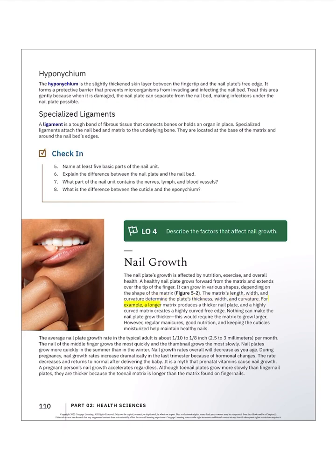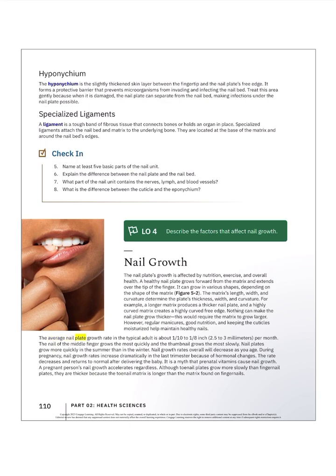For example, a longer matrix produces a thicker nail plate, and a highly curved matrix creates a highly curved free edge. Nothing can make the nail plate grow thicker. This would require the matrix to grow larger. However, regular manicures, good nutrition, and keeping the cuticles moisturized help maintain healthy nails.